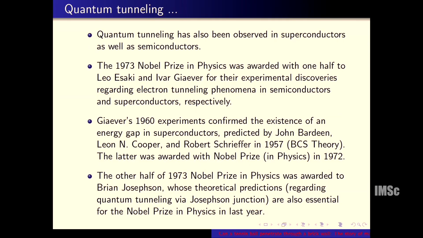And this was actually predicted earlier by BCS, John Bardeen, Leon Cooper and Robert Schrieffer, back in 57, for which they were also given the Nobel Prize in 72. This is what is known as the BCS theory of superconductivity, low temperature superconductivity. The other half of this 1973 Nobel Prize was given to a theoretician, Brian Josephson, for his theoretical prediction regarding quantum tunneling via what we call today the Josephson junction. The quantum tunneling through the Josephson junction is very much important to the award of the Nobel Prize of last year, for macroscopic quantum tunneling.